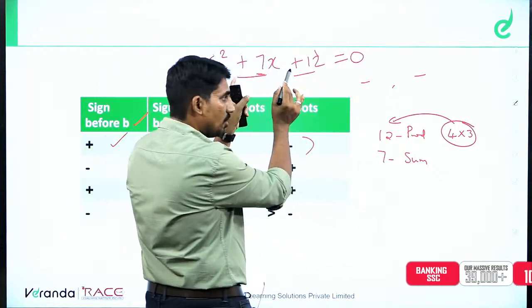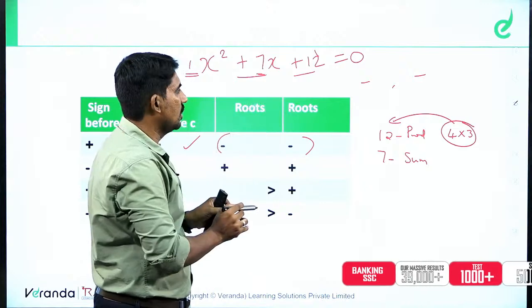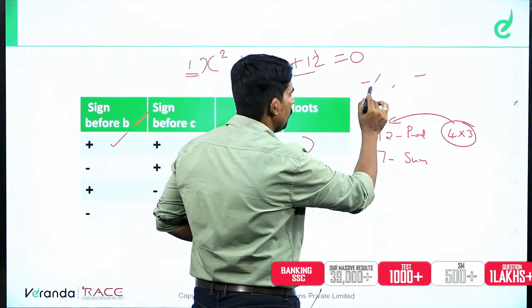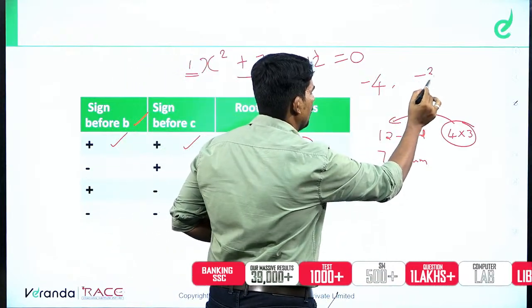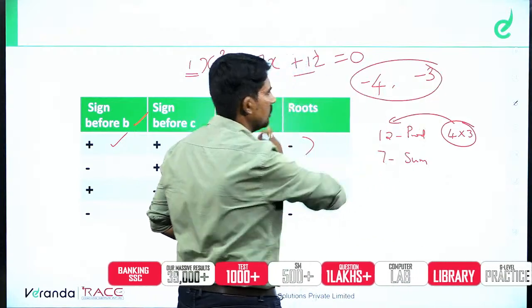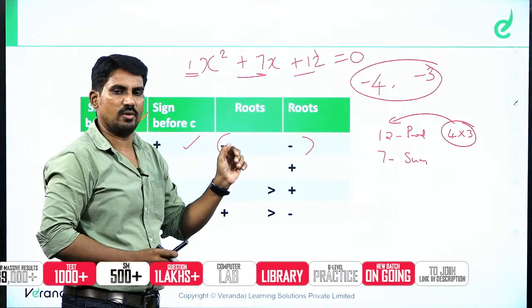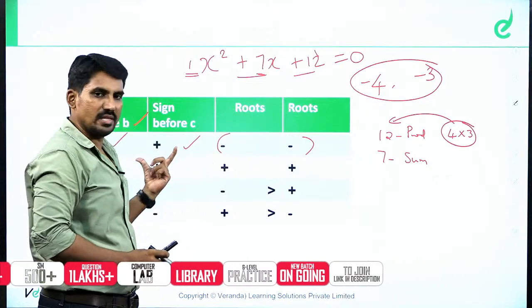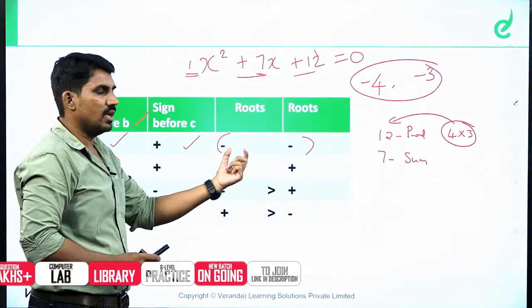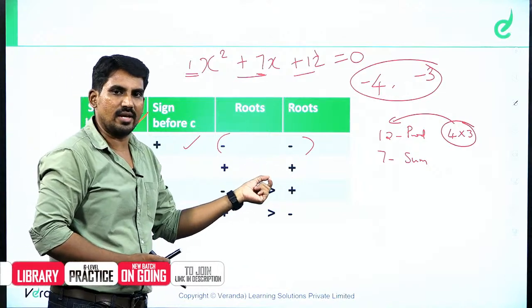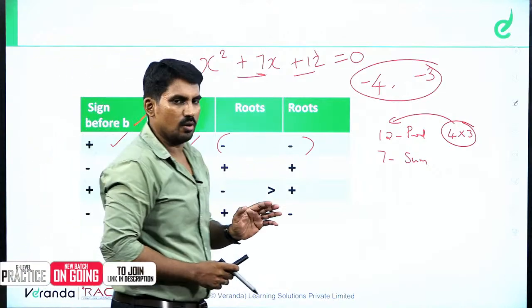But both b and c are plus. Therefore, the roots are minus. We have to take minus 4, minus 3. This is the method, right? Directly see what is a into c value, what is the b value, see the sign, and based on the sign, find the sign of the roots. Clear?